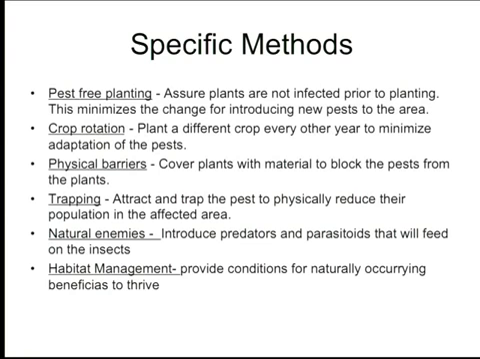Crop rotation: plant a different crop every year to minimize adaptation of pests, that is, crops that are not botanically related. So don't follow crucifers with crucifers or nightshades with nightshade family plants like potatoes and tomatoes. Don't follow the same family. Cover plants with materials to block the pests from the plants. For example, many people use nets. It's a physical barrier.